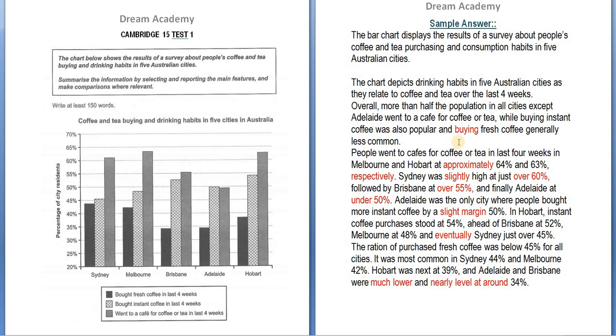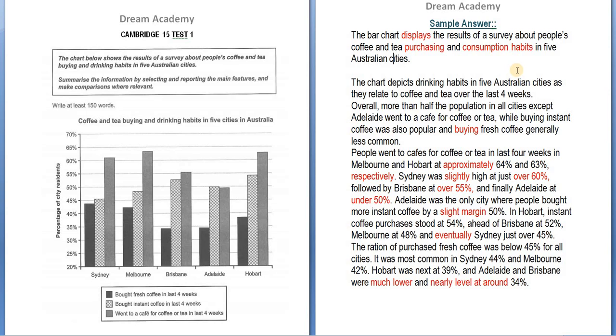So here at first we'll have to make a paraphrase from the first line of the question. So instead of the chart, we'll write here the bar chart. In the place of shows we use displays. Look, we use what? Displays, shows. Then the result of a survey about people's coffee and tea buying. Instead of buying we use purchasing. And then in the place of drinking habits we use consumption habits in 5 Australian cities.